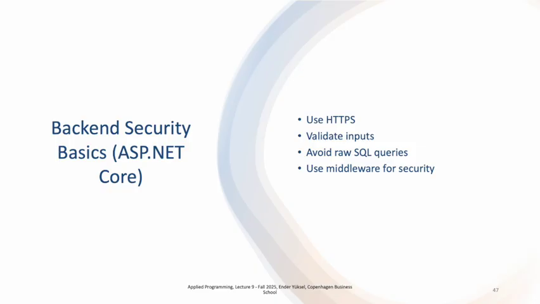Lastly, use middleware for security. Middleware in ASP.NET Core acts like a pipeline that processes every request. You can plug in components for authentication, authorization, error handling, and more. For example, you can use middleware to ensure that only authenticated users can access certain routes, or to log suspicious activity. In summary, securing the backend is about being cautious with data, using the right tools, and enforcing rules at every step of the request lifecycle.